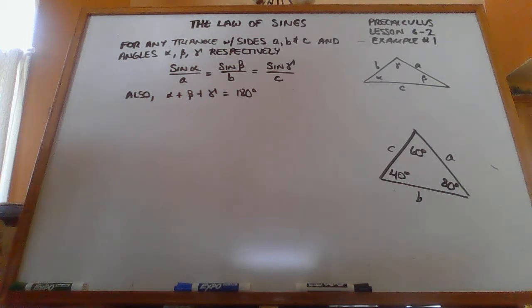Okay, today we're going to talk about the law of sines. The law of sines states that for any triangle with sides A, B, and C, and angles alpha, beta, and gamma respectively, then the sine of alpha divided by A equals the sine of beta divided by B equals the sine of gamma divided by C, and that alpha plus beta plus gamma has to equal 180 degrees.